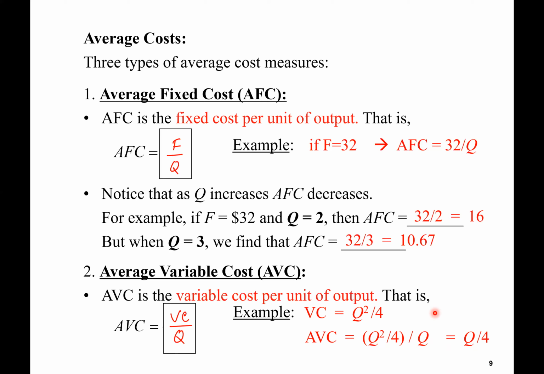Right? So let's plug in a value of Q. So suppose you're currently producing 2 units. So plug in 2 for Q. So then this whole thing will boil down to 1/2, right? So that tells us that if you're producing 2 units, then you're spending 50 cents on labor for each of those 2 units that you're producing, right? So that's how we can interpret AVC. Okay, so let's now move on to the third type of average cost calculation.